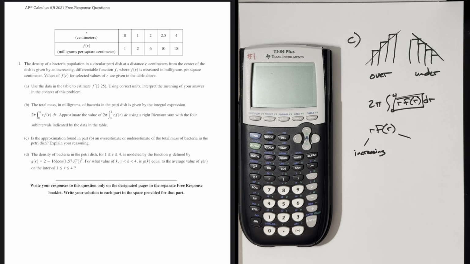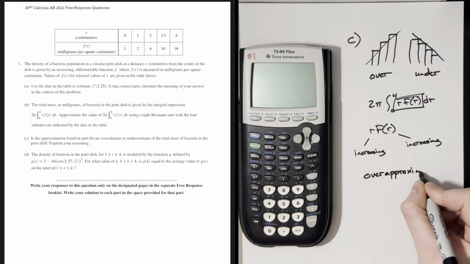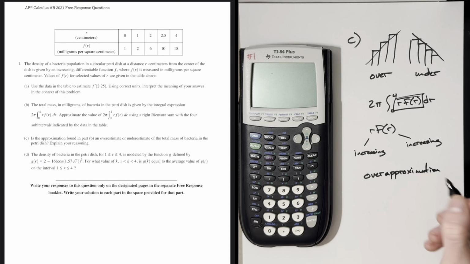Because f of r and r are both increasing functions, that means that r times f of r is also an increasing function. So therefore, this approximation will be an overestimate for the value of this integral. I guess they use overestimate, probably easier to write out than that. But that would be our final answer. So that would be great for part C.